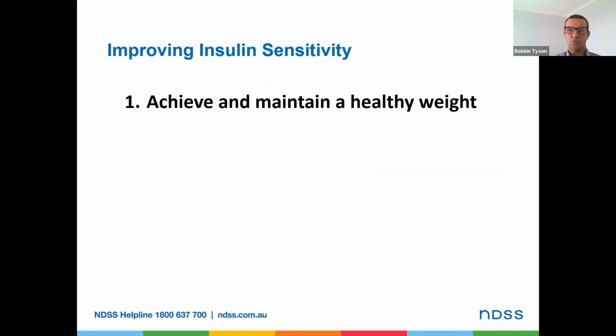Achieve and maintain a healthy weight. Less fat in the blood will mean that the insulin can work better. Less fat around the organs will mean the insulin can work better. And take the pressure off the pancreas, meaning less will need to be secreted.